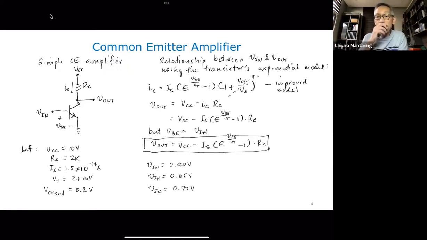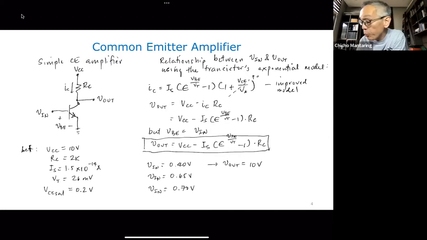Okay, I already have one response. No other responses so far? Okay, maybe one more response. Okay, so far everybody got it right. So for V in equal to 0.4 volts, my V out is equal to 10 volts. Okay, and that makes sense.